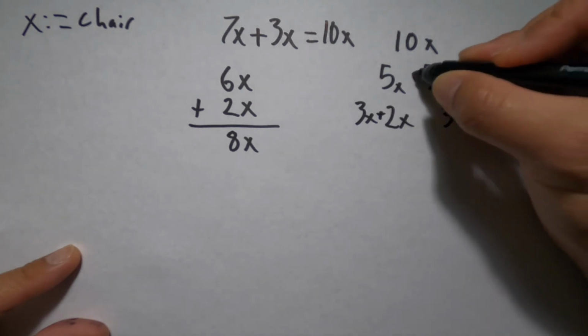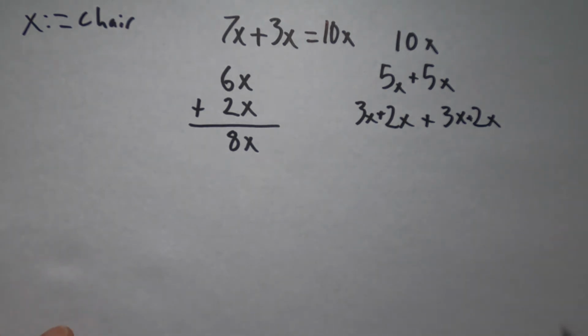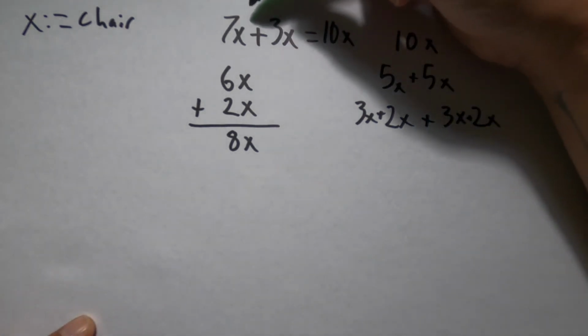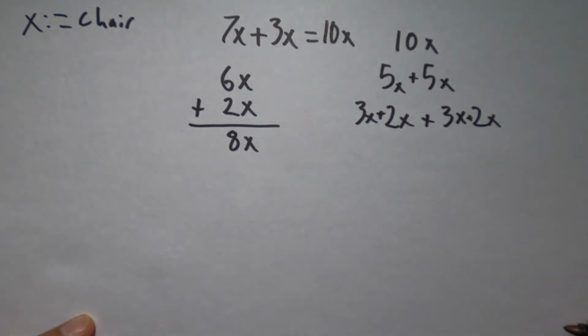Add little pluses there just to keep track. But that's not the only way. I mean, clearly we have 7 and 3. That's another way to decompose it. This is another way to decompose it. This is another way to decompose it.